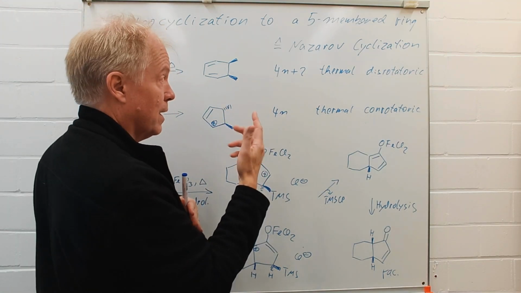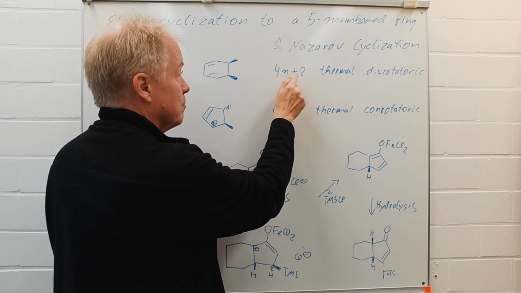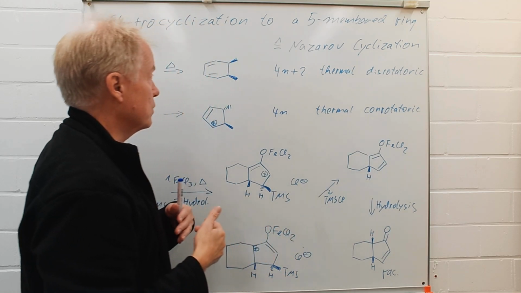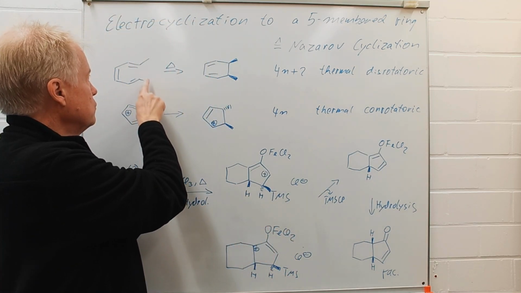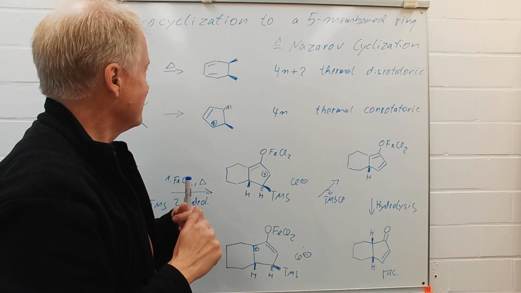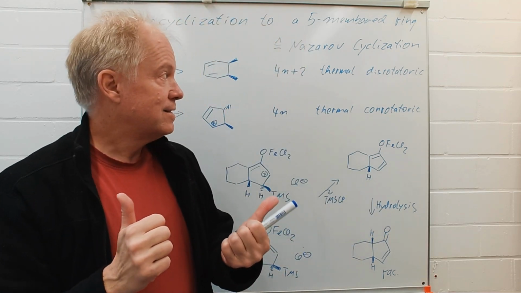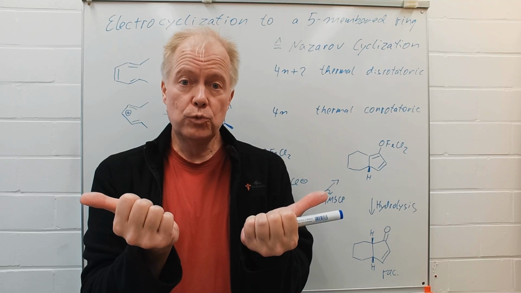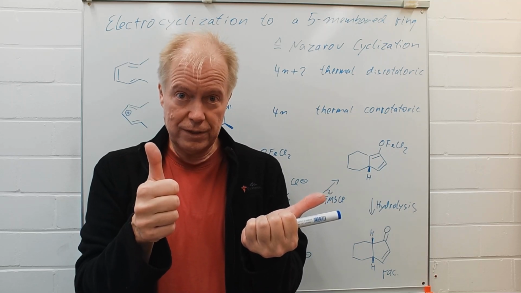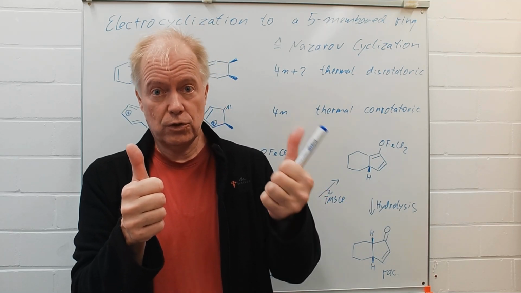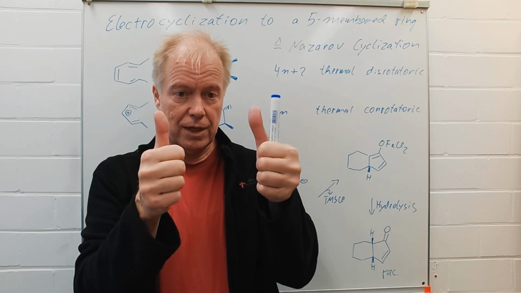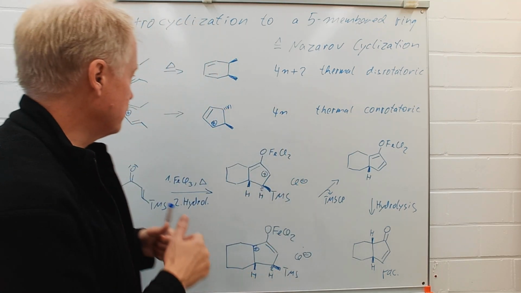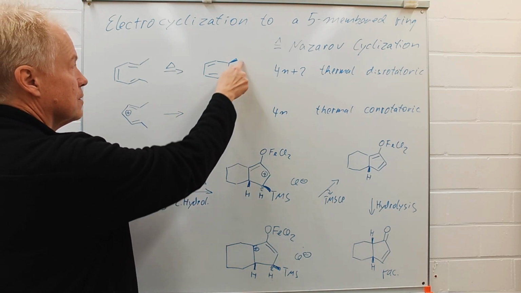We have to keep in mind 4n plus 2. Thermal cyclization will be disrotatory. What does this mean? Well, the movement of these substituents is disrotatory. That means one is moving counterclockwise, the other one is moving clockwise, and they will end up on the same side of the ring. So, like this.